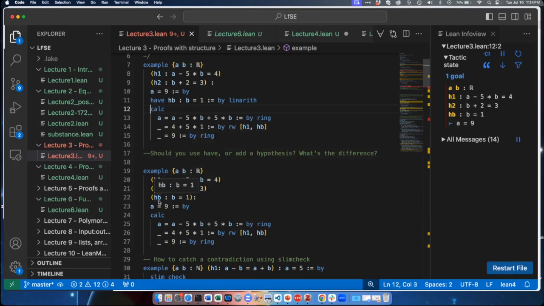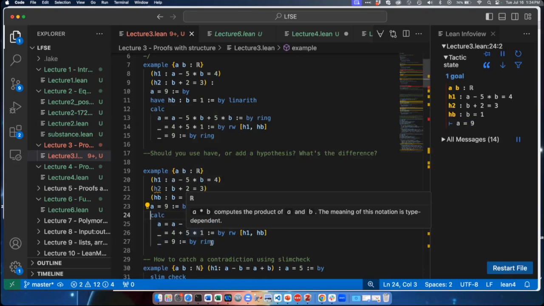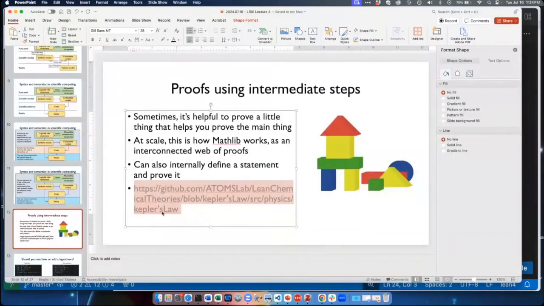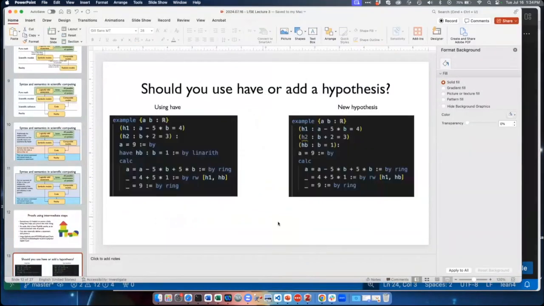So again here, I start this and I have a is equal to 9. I need to prove that, so I set up my proof and I go forth. So what's really different between these? Should I use have or should I be adding a hypothesis? What's the difference here? This is what I just showed you. I'm putting these side by side.